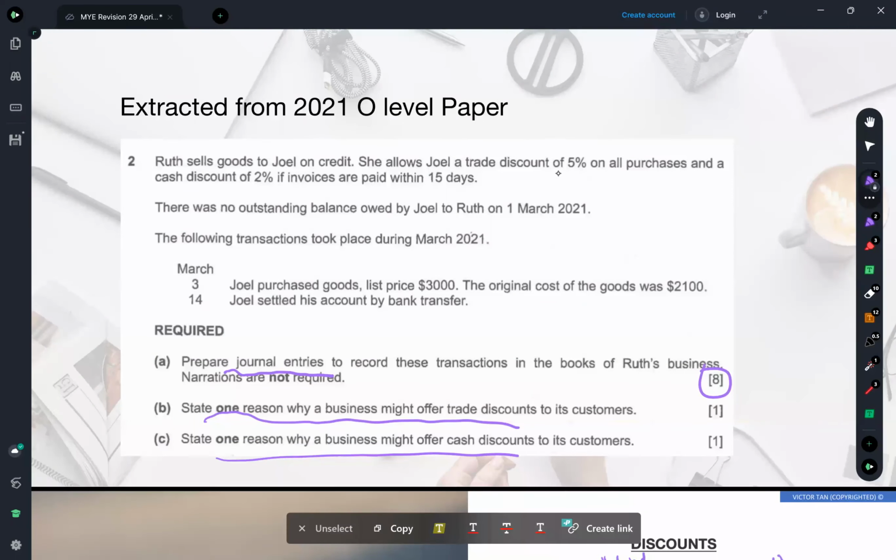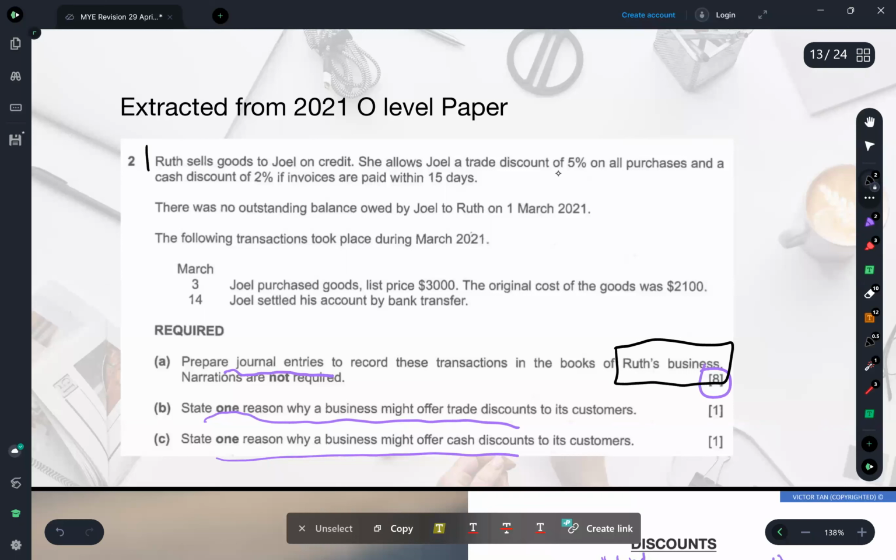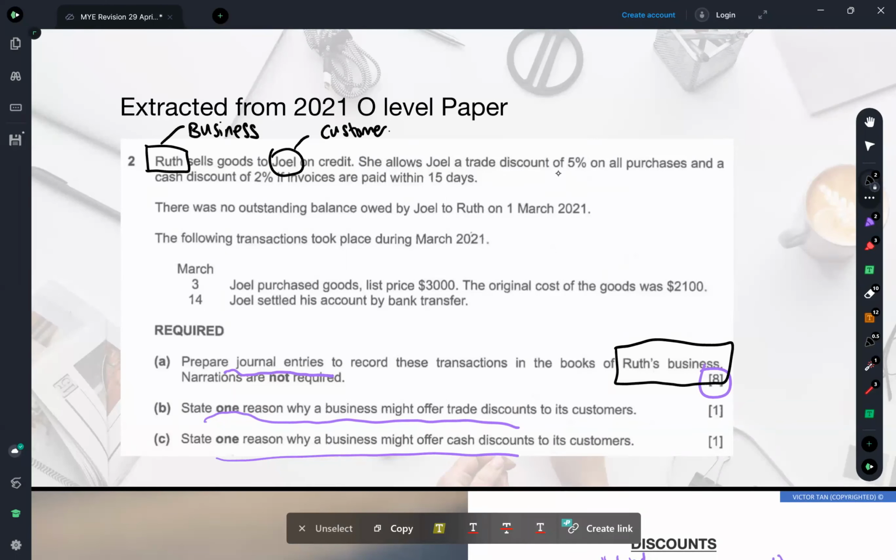Okay, number one, we always need to know who is the business. That's very, very important. So Ruth is the business. The business sells goods to Joel, so Joel is your customer. Then the next question is, is it a cash transaction or credit transaction? Then we read the question again, and it says it's a credit transaction.